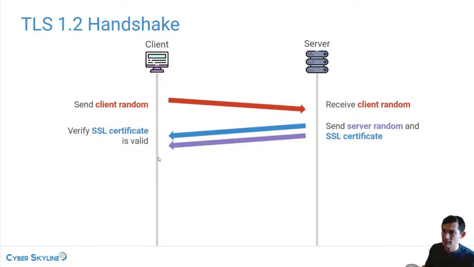Now, the client is going to get both the server random and the SSL certificate, and it needs to verify that the certificate is valid. This is how it is going to be able to prevent some sort of man-in-the-middle attack. Because if an adversary is able to intercept this traffic and change the SSL certificate, then in theory they could trick the client into establishing an encryption key with the adversary rather than with the server, and that will allow the adversary to decrypt all the traffic. So we want to make sure that this SSL certificate is actually valid.